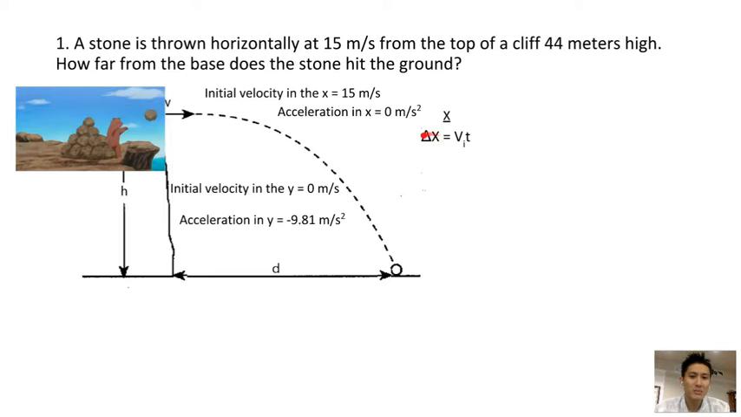However, if you notice, we want to find delta x. We have the initial velocity in the x direction, vix. However, we don't have time. So we're missing 2 variables. We cannot solve this right away. We have to solve for time first.